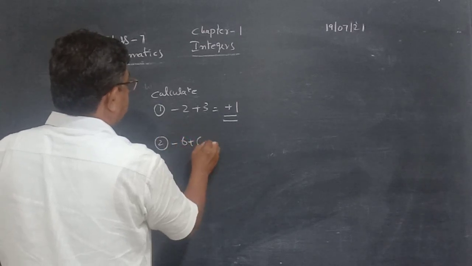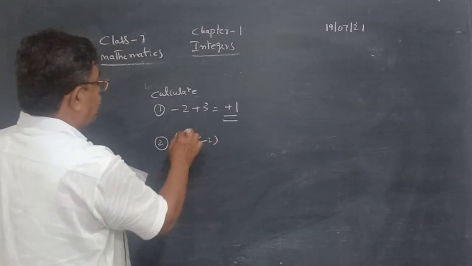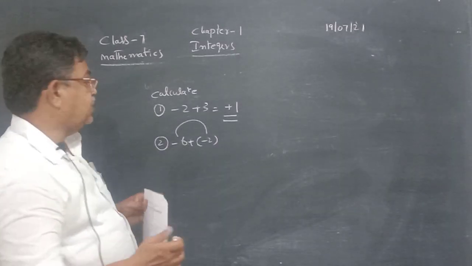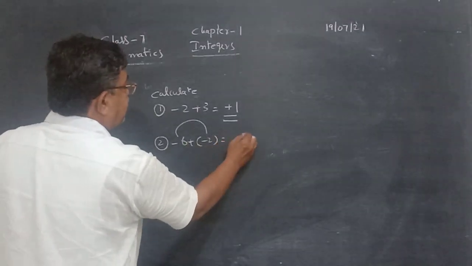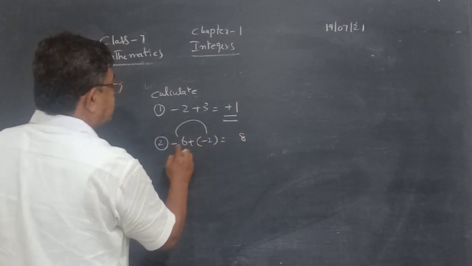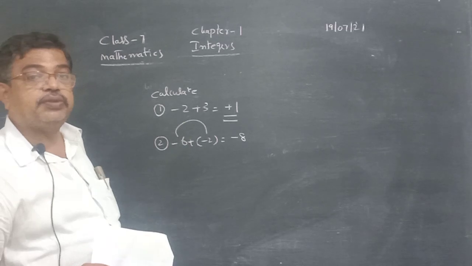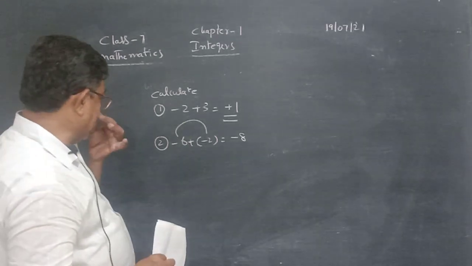Minus 6 plus minus 2. Here, both the integers are negative. So, here you add the integers. 6 and 2, sum is 8. And the symbol of both the integers is minus. So, the result is minus 8. We did all these problems in the earlier class. We are just recollecting them.